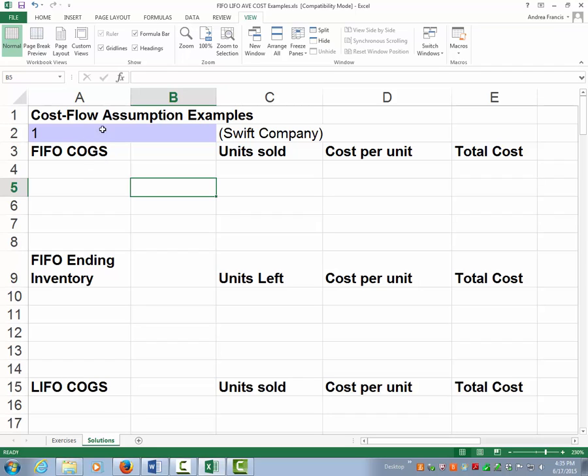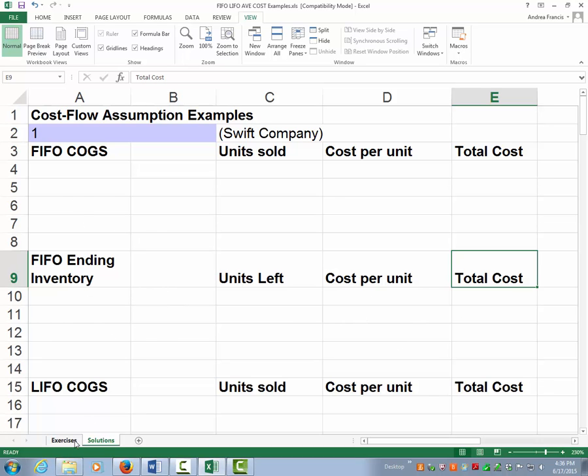So what I've done here is set up a page that has the FIFO cost of goods sold as a heading. I'll look at the units sold, the cost per unit, and the total cost. You can follow along using a similar methodology or your own methodology as long as we get to the same end result. I also made a space to calculate FIFO ending inventory, the units left, cost per unit, and total cost will give us an ending inventory balance.